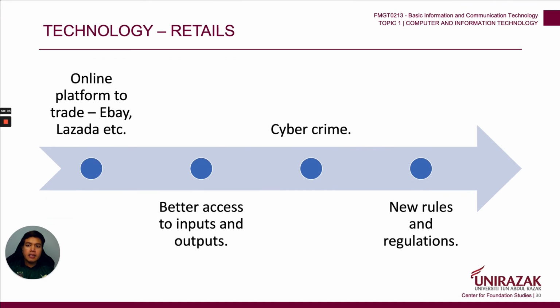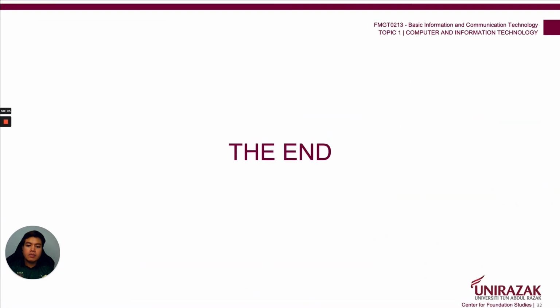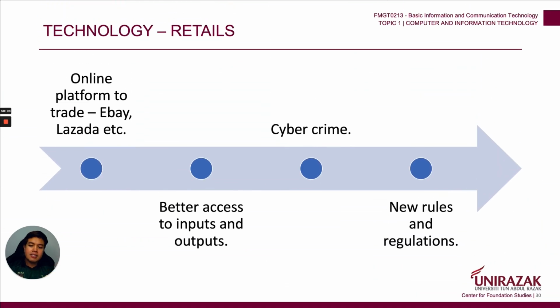And then the next one, the second last industry, we have retails. Retails, all right, the shops. Instead of physically going to the shop, to Mid Valley, KLCC, whatnot for your shopping spree, now you can buy all the stuff online. You have eBay, Lazada, Shopee, all those online platforms in order for you to shop. So retails are referring to the shops.